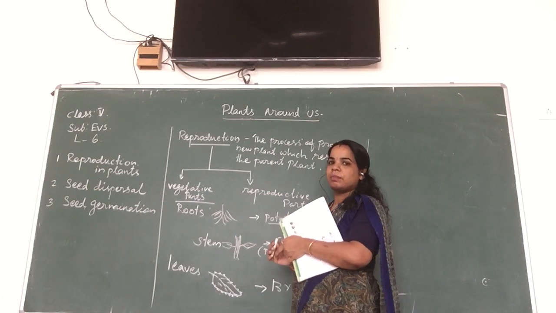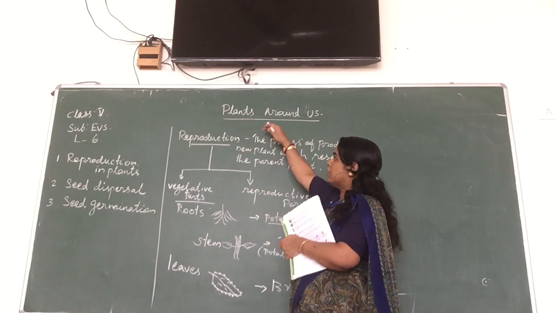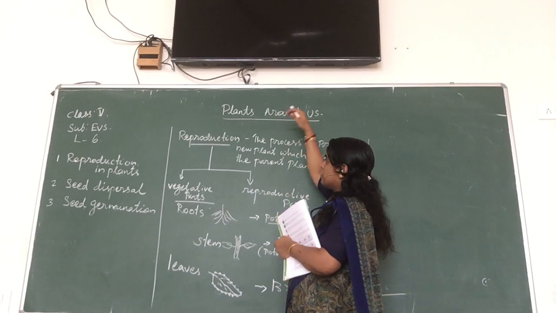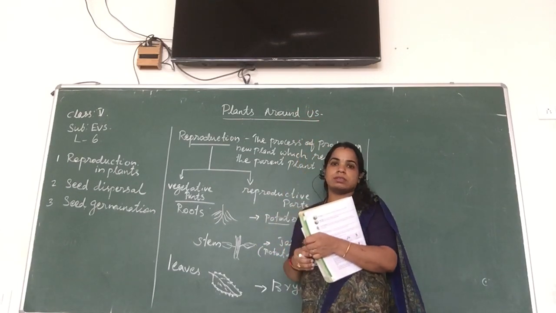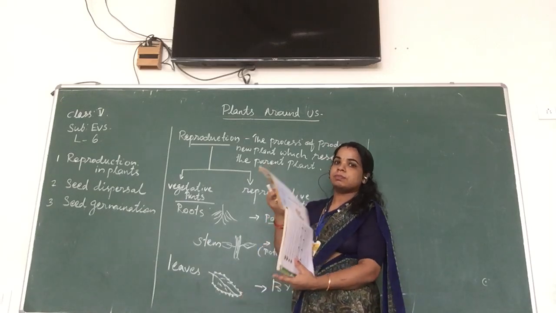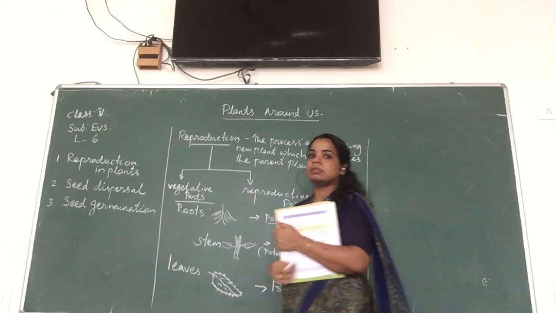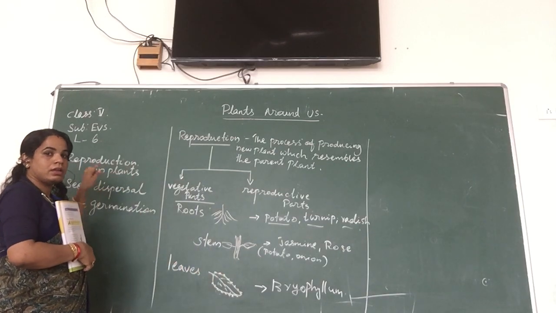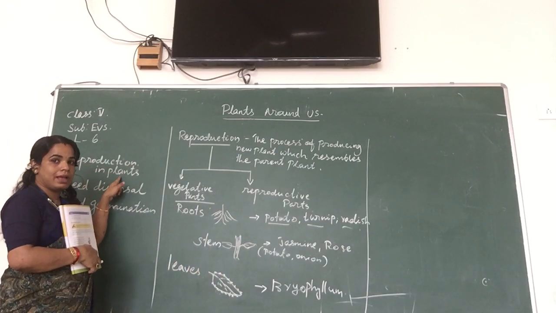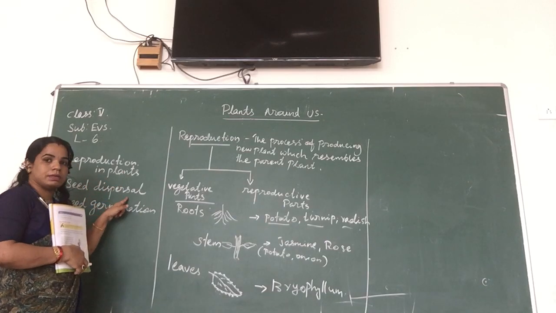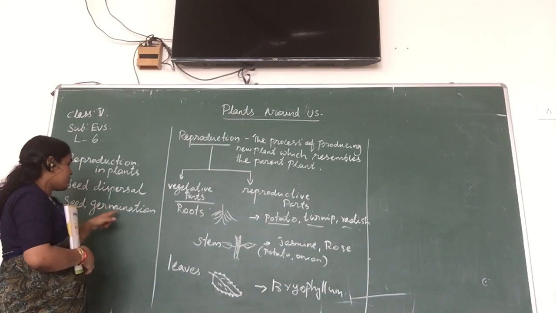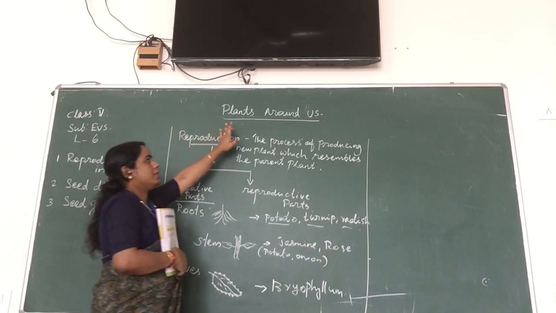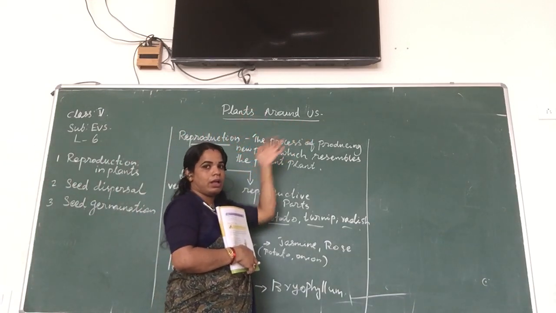I hope all of you have completed your copies and assignments. Now let's go with Plants Around Us. In this lesson we need to discuss some subtopics: reproduction in plants, seed dispersal, and seed germination. We need to explain all these things in this lesson, Plants Around Us.